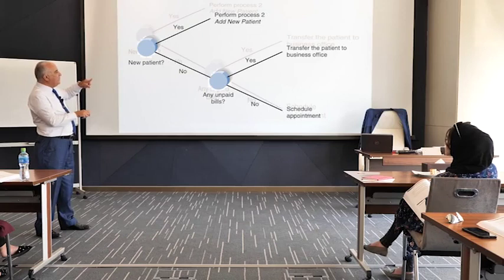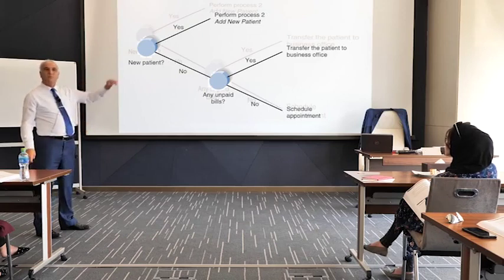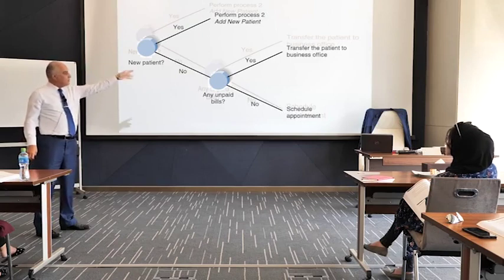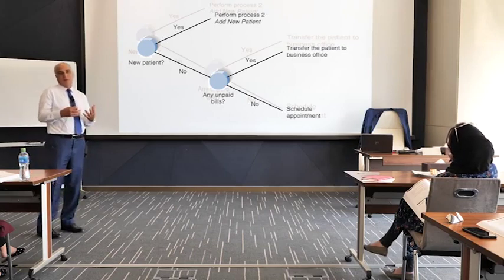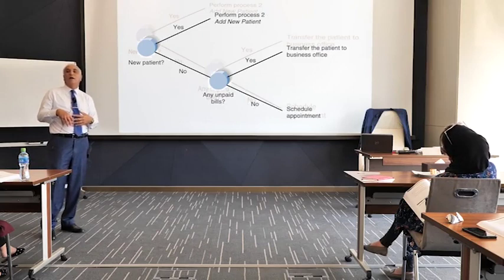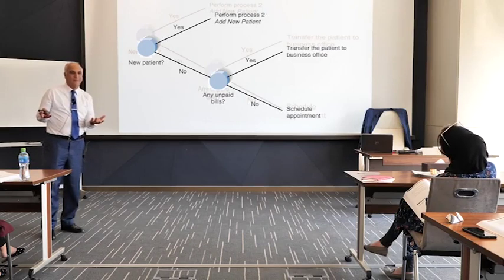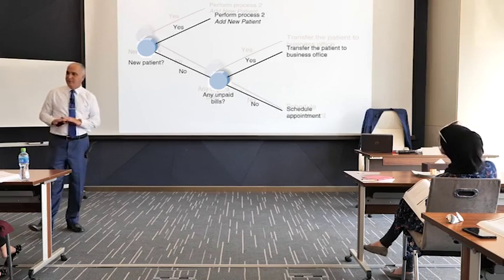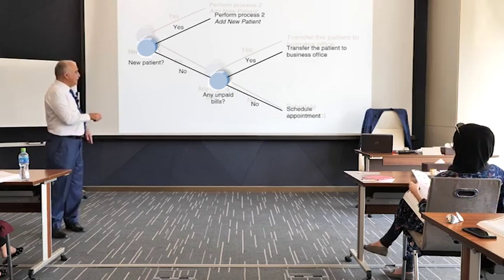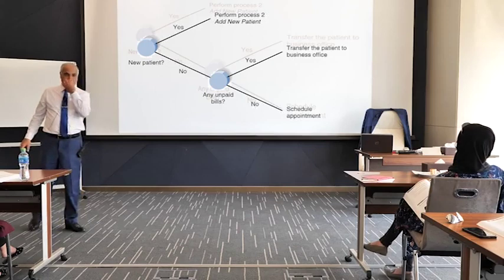If there is an unpaid bill, what do you do? Transfer to a process. In this case, to what? To the business office to pay. Or in this case, I call a program that says, pay your outstanding. So you understand now how the process is related. If there is zero outstanding balance, I schedule the appointment.